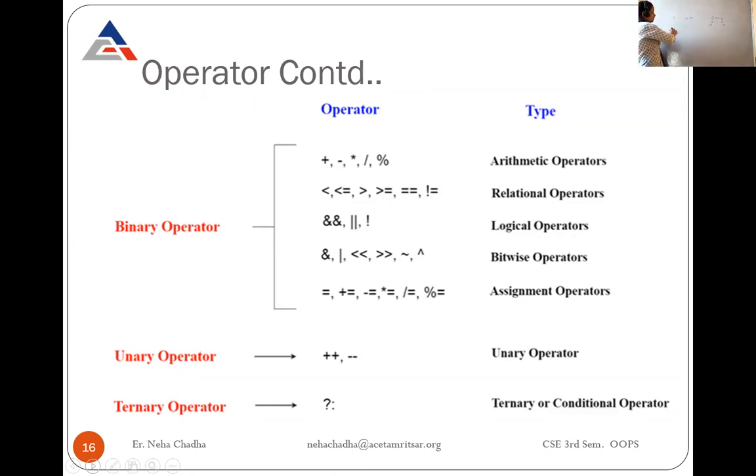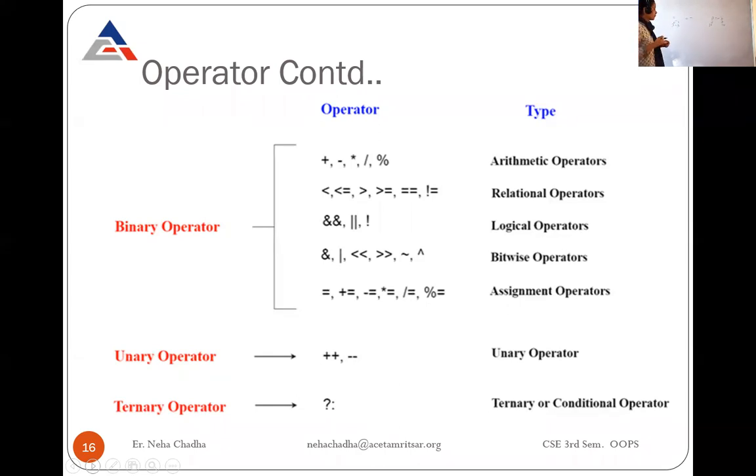But when you write A equal to B, that means you are giving the value of B to A. You are assigning that value to the variable A. Here you are comparing the A value with the B value, but there you are assigning the value of B to A. This is the difference.